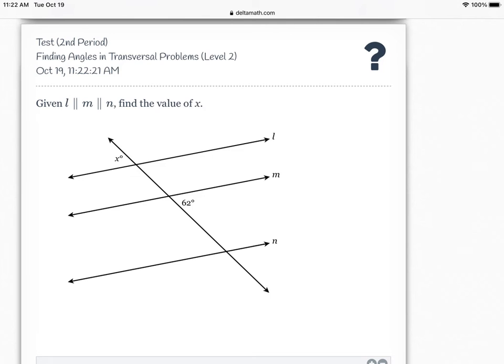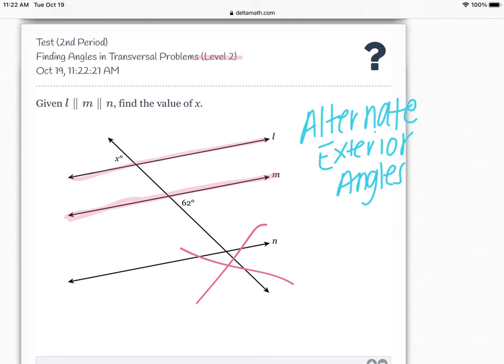Okay, next example. Again, we're looking at level 2. We have 3 sets of parallel lines. And here we're only looking at these first 2. We don't even need to look at this one. This one doesn't even matter. And looking at this, we have alternate exterior angles. Because these angles are alternate exterior angles, we know that they're congruent. So if this angle right here is 62 degrees, then this angle X is also 62 degrees.